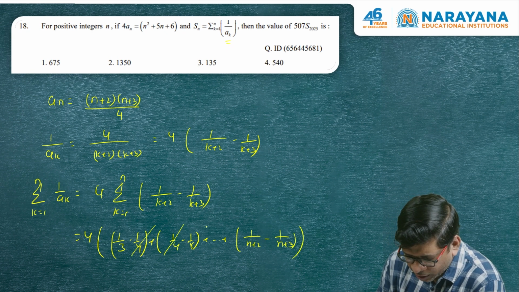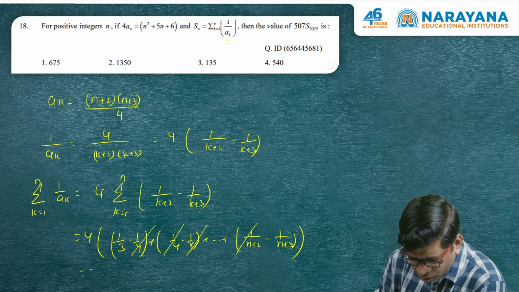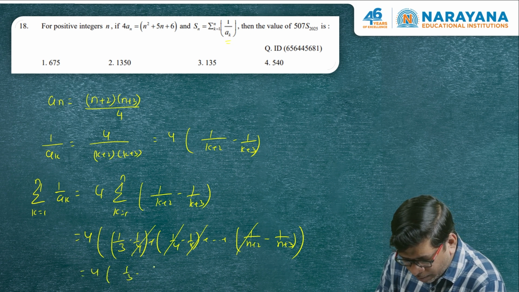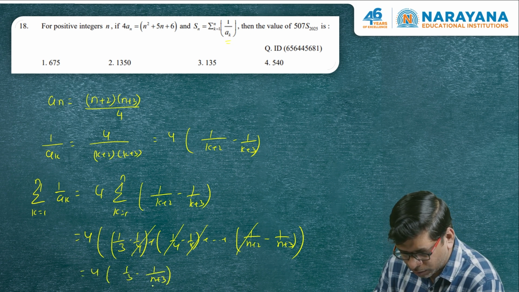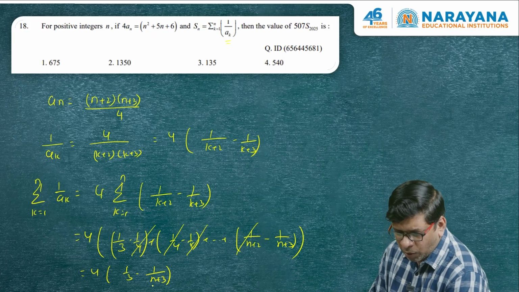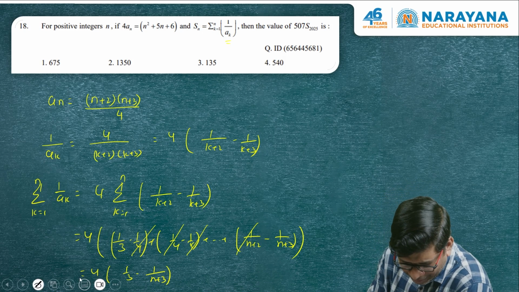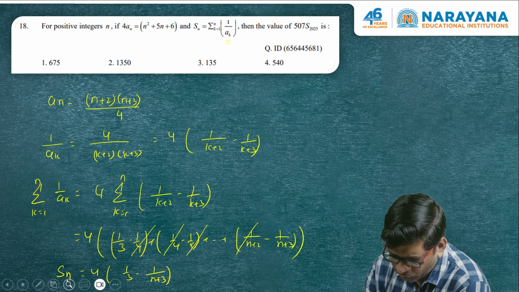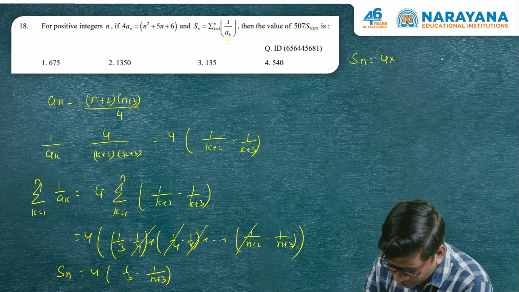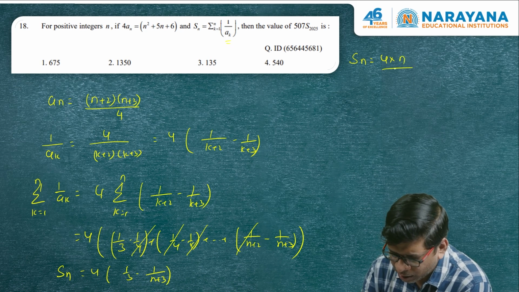You can observe all the alternate terms are getting cancelled. So 4 times 1 by 3 minus 1 by n plus 3. Now what they are asking is 507 times S2024. So this is nothing but Sn. So we can simplify a bit, rearrange 4 times. If you take the LCM, n plus 3 minus 3 is n by 3 into n plus 3.